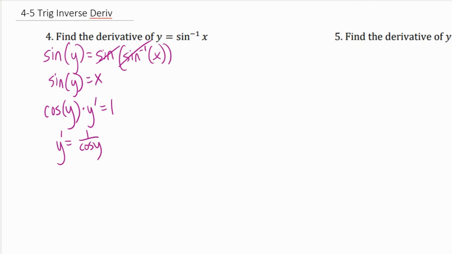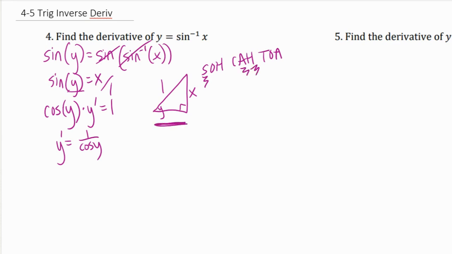What is the cosine of y? Well, let's draw a picture of a triangle, and we're going to use SOHCAHTOA. Sine of some angle y is equal to x, and we'll call that x over 1, right? So sine is opposite over hypotenuse. So the opposite side would be x, the hypotenuse would be 1. Now, if I'm finding cosine of y, cosine would be adjacent over hypotenuse. So I need to know what the adjacent side is.